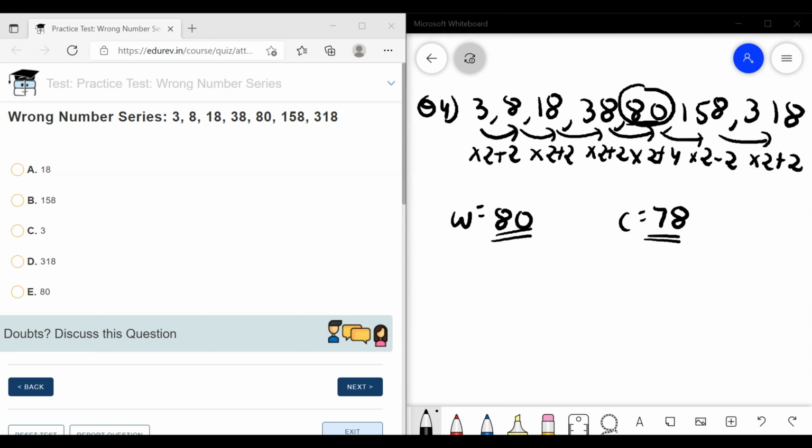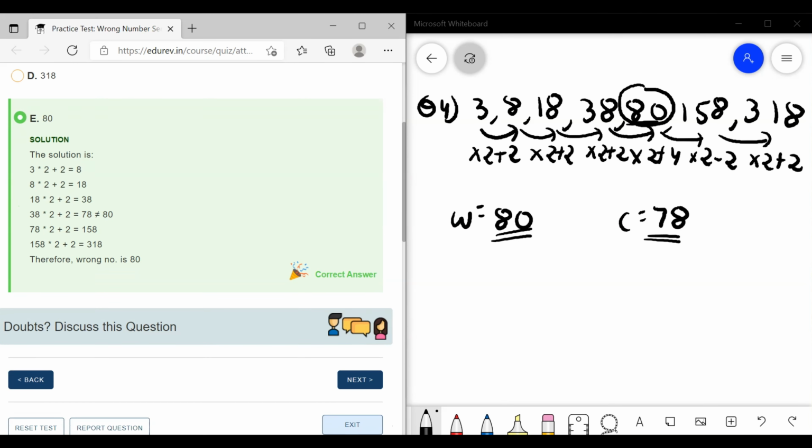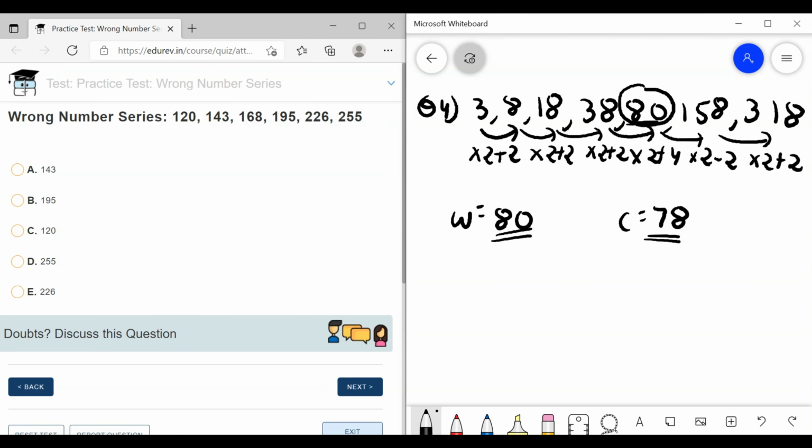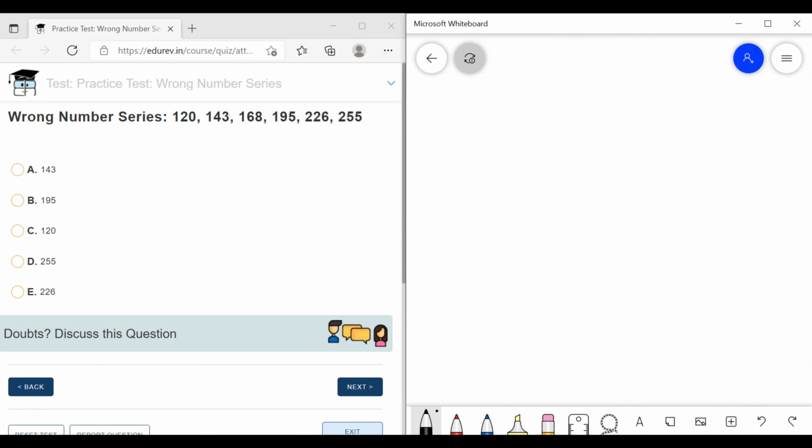Let's have a look at it. And you can clearly see it's the right answer. The solution you can clearly see from the EduRev platform. Great. Now let's move on to the next question. So our next question is question number 5.